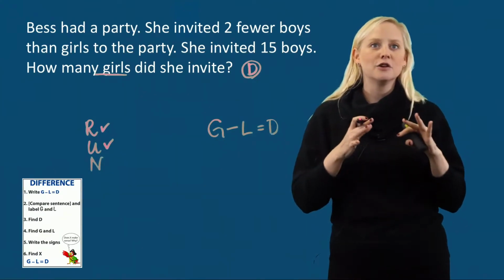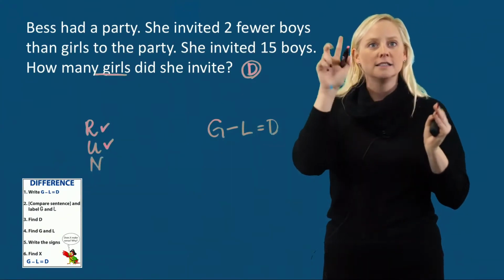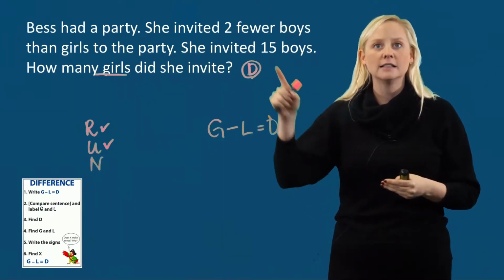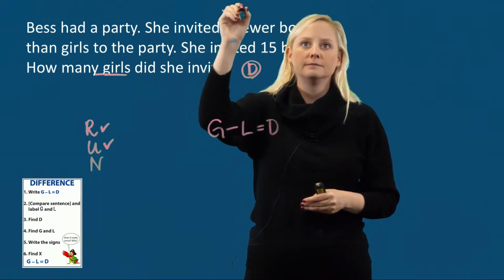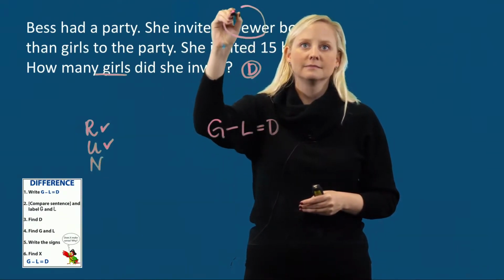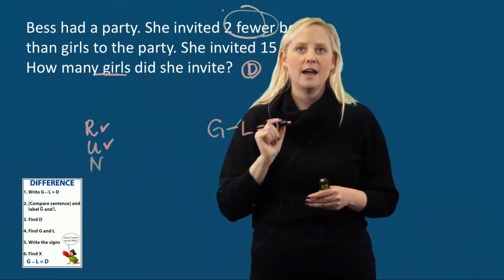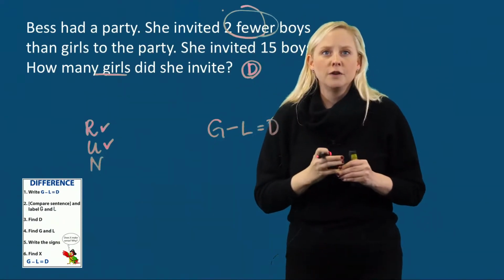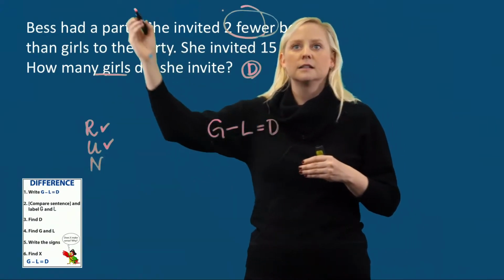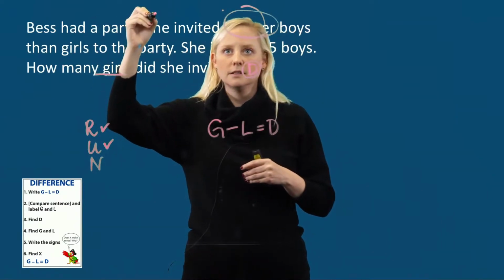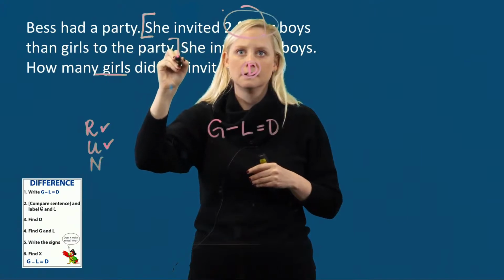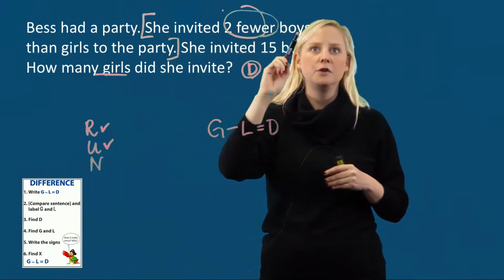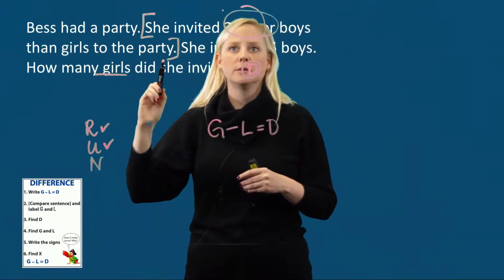We teach students a little fun clap: more, fewer, less, ER words. When I look here, I see the word fewer. That's my compare word, so I'm going to go ahead and circle that. We've circled fewer, so we know that that is my compare sentence. So I'm going to go ahead and bracket it. She invited 2 fewer boys than girls to the party.